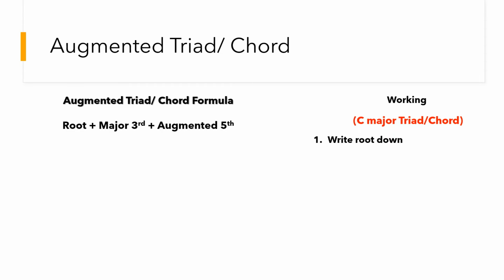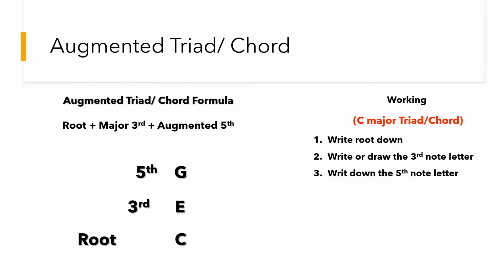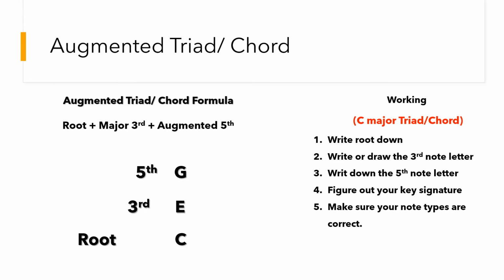Now we're going to work it out. Root. Write on your root. So we are forming C major triad. Your root will be C, of course. Write on your third. If your third is E, put in your fifth, which will be G. Figure out your key signature, and your key signature comes from your root, which is C. Good. Make sure that your note types are correct. So that's what we're going to do now.